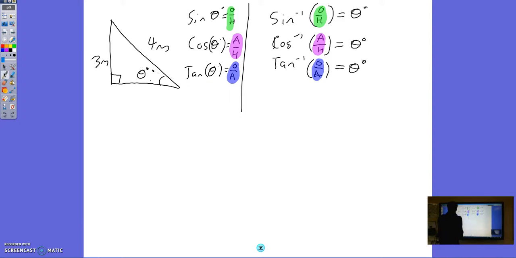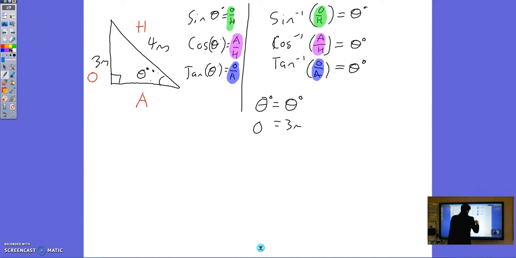Using this current example, the first step is still the same. We still label all 3 sides. So we know that this is the opposite, this is the hypotenuse, this is the adjacent. We still look at what is given and what we are looking for. So we know that theta is something that we're looking for. So I'm going to leave it as theta degrees. We know that the opposite is equal to 3 meters. We know that the adjacent is not provided, nor are we looking for it. And we know that the hypotenuse is 4 meters.